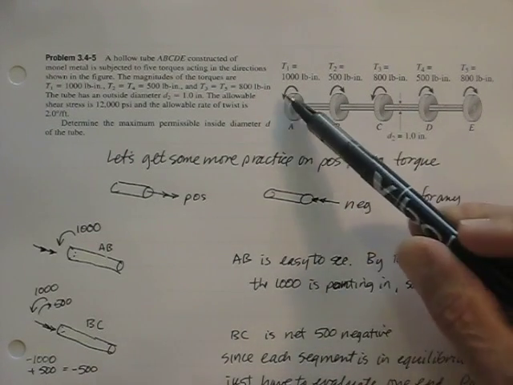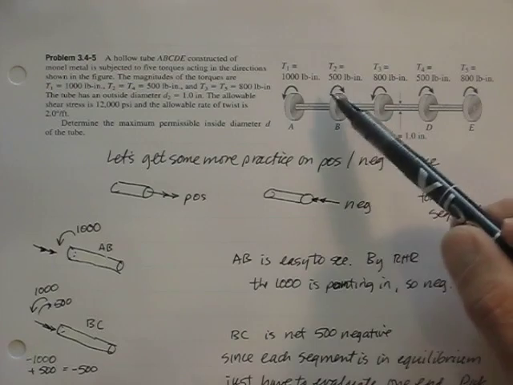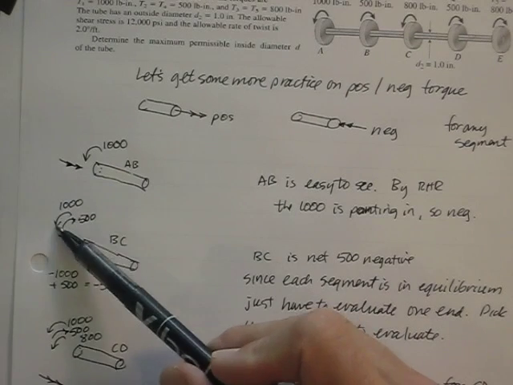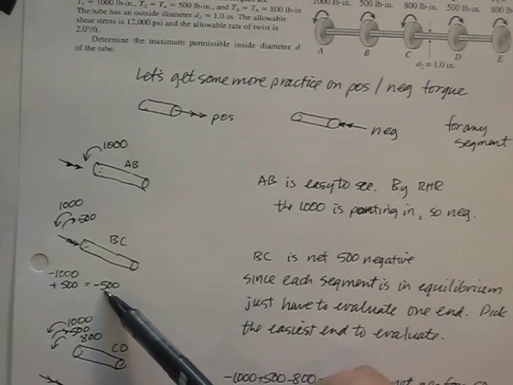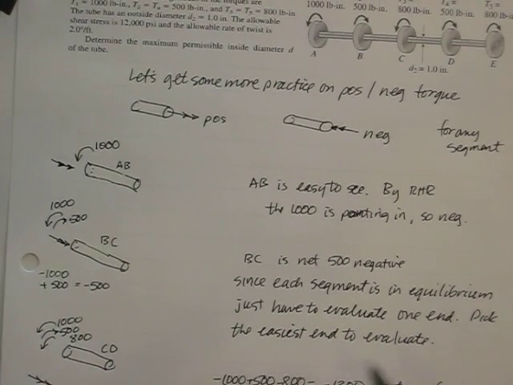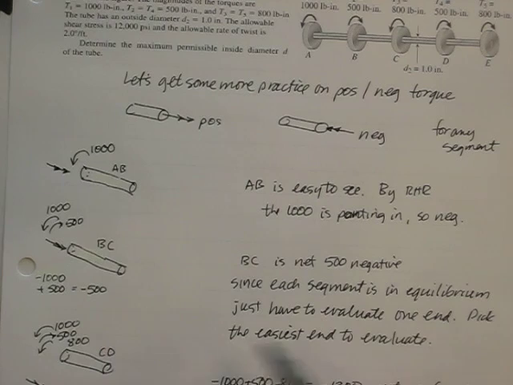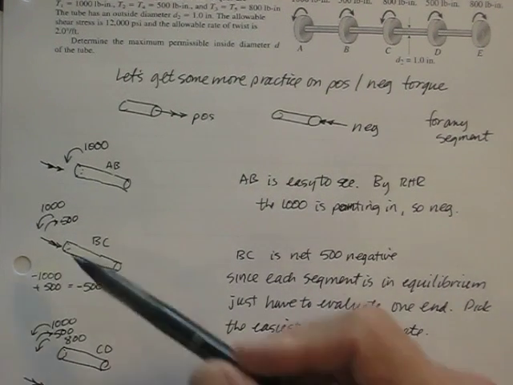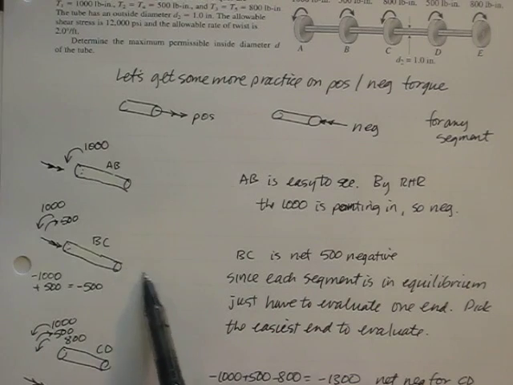In this case, we have to add those two together. So I got one going that way, one going that way, 1,000 going that way, 500 going that way. So my net is 1,000 minus 500, so my net is still negative, 500 pointing in, which means that it's still a negative torque, means it has a negative phi. The segment is in equilibrium. We only really have to evaluate one end.